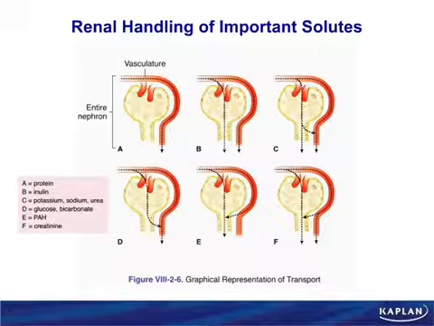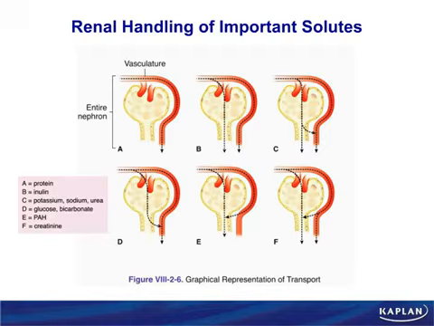E would be something like PAH at low concentrations. It is filtered. It is completely secreted. And the clearance here is equal to the renal plasma flow. The entire renal plasma flow is cleared. And if you look in the renal veins, concentration is 0. The entire renal plasma flow is cleared.